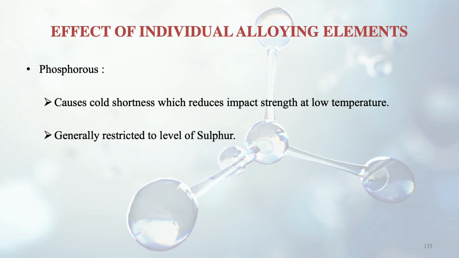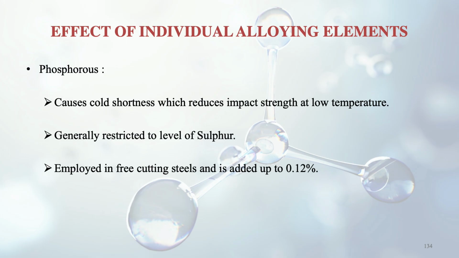And it is also restricted to the same level as that of sulfur, 0.05 or 0.025. And again, for free cutting steels, it can be added up to 0.12, like in the case of sulfur. But it gives improved resistance to corrosion. It does give this one positive thing about the phosphorus.